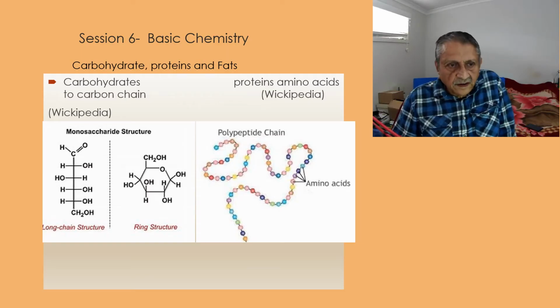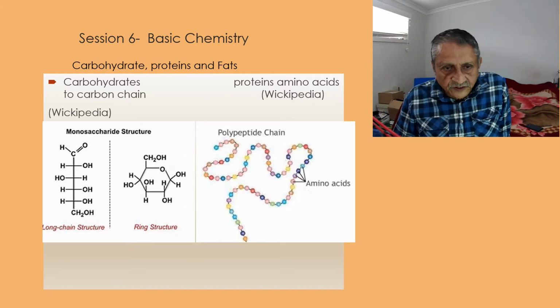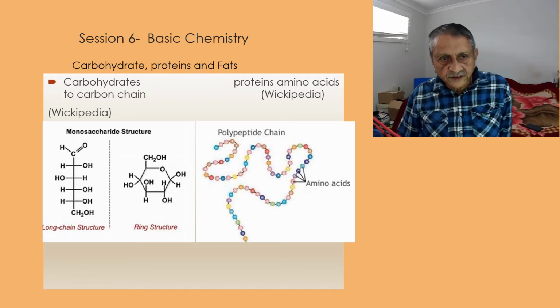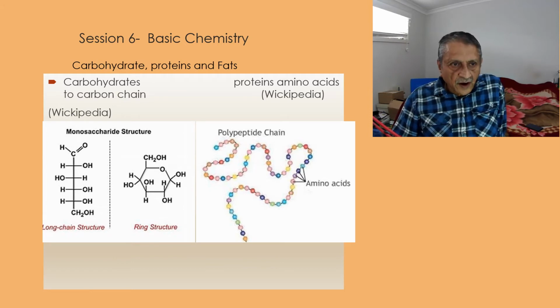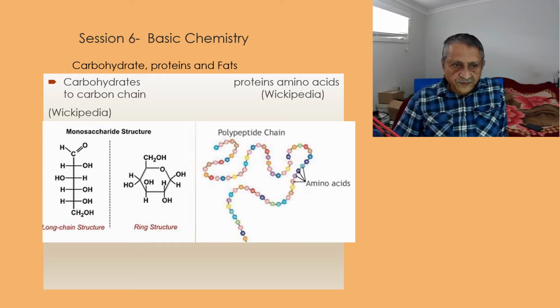This slide has two sets of chemicals. One is carbohydrates and the other a polypeptide chain. Carbohydrates actually means carbon, hydrogen, and oxygen. In other words, the carbon is linked up with hydrogen and oxygen in different forms to form carbohydrates.